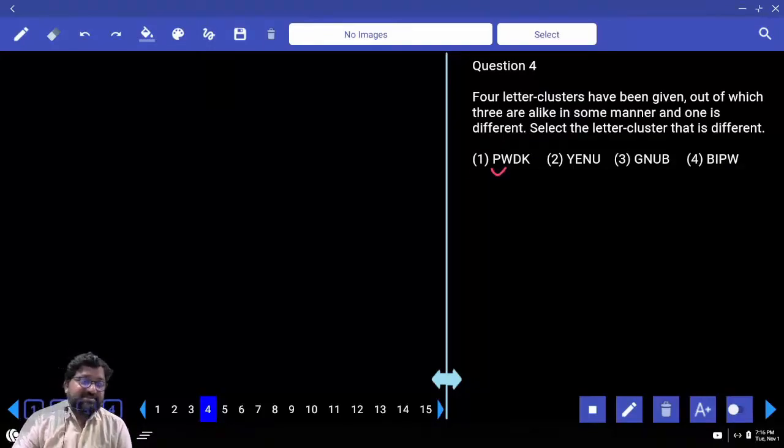16, and what is this? Plus 7. D and K, 4 and 11, plus 7. Y and E, 25 plus 7 is 32. What is 32? 32 is F. Plus 7 is not possible here. Here it is plus 6. How much is N? 14. How much is U? 21.